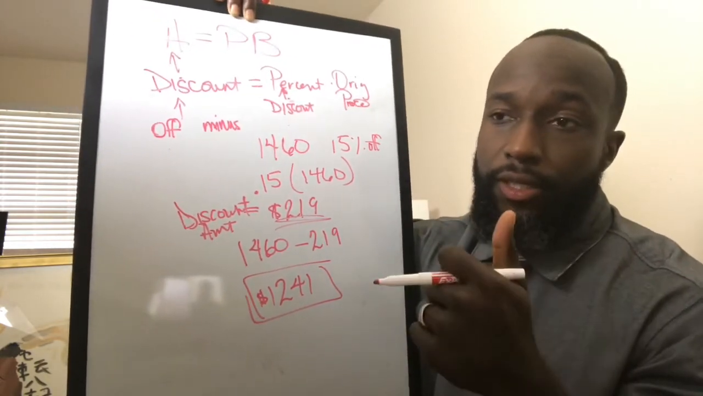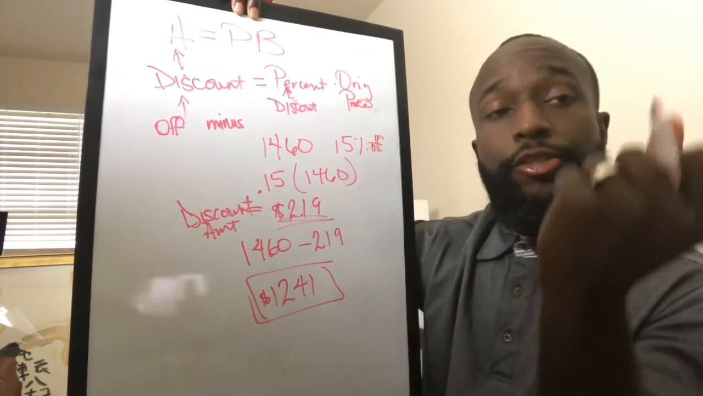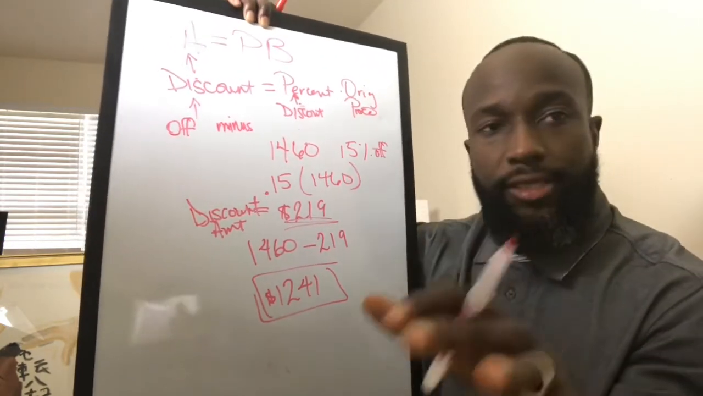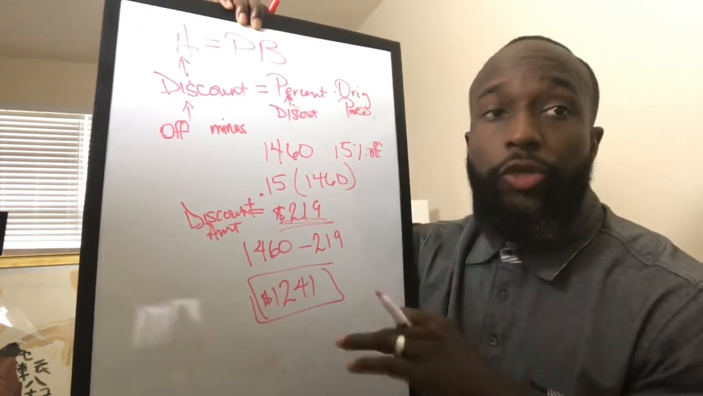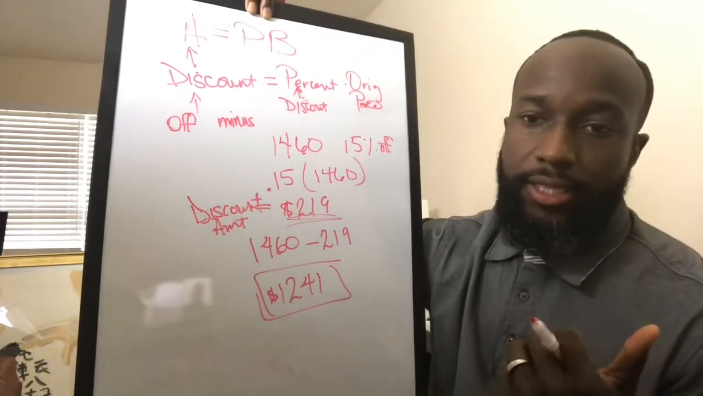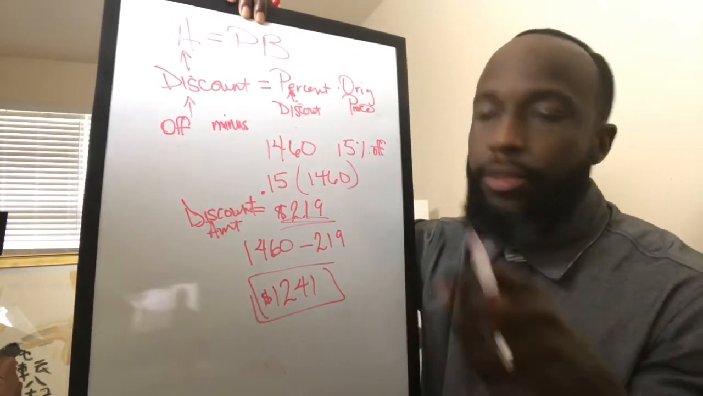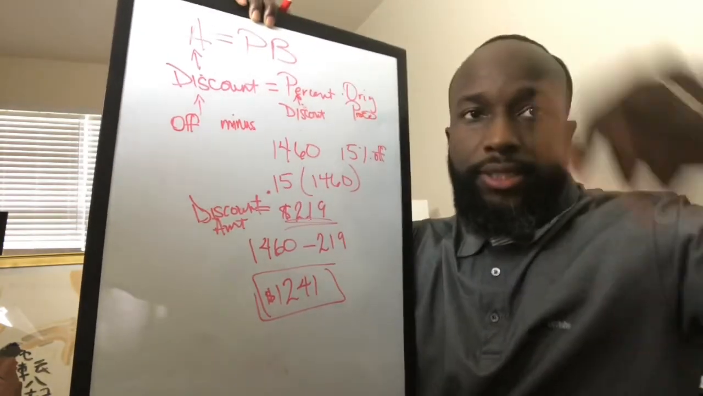So what we just looked at is two examples. We looked at an example of sales tax and we looked at a discount. You add a sales tax and you subtract the discount. And that's pretty much it.